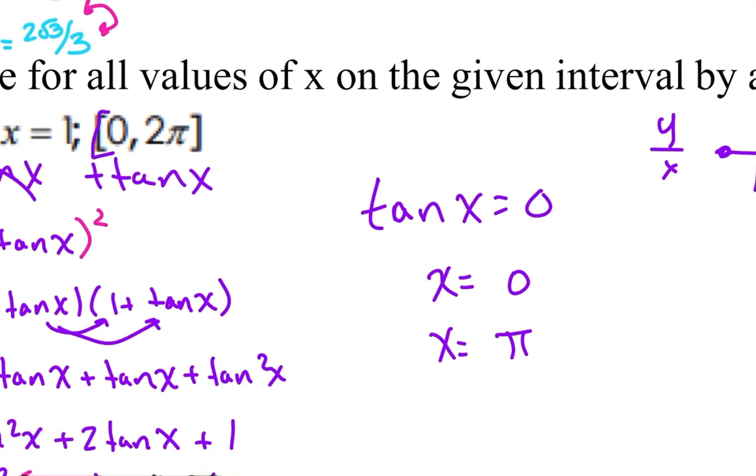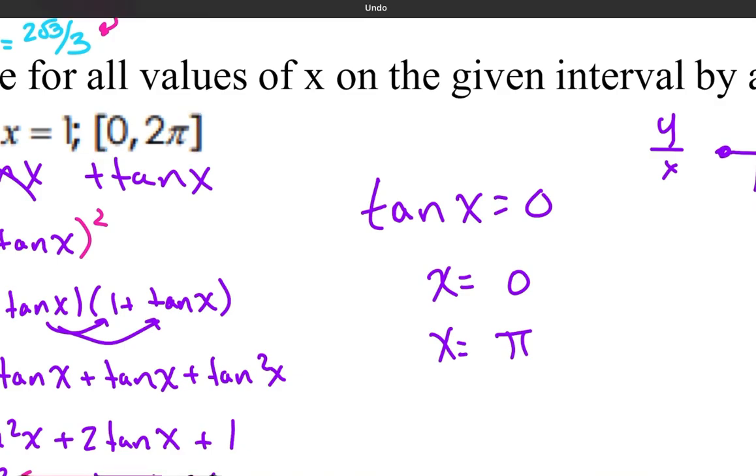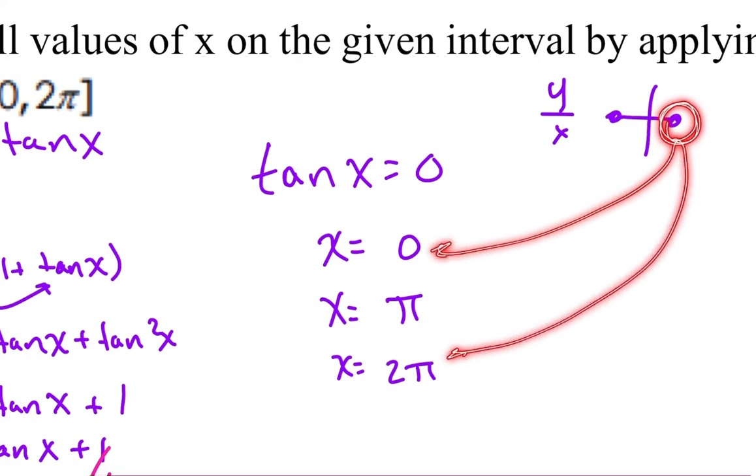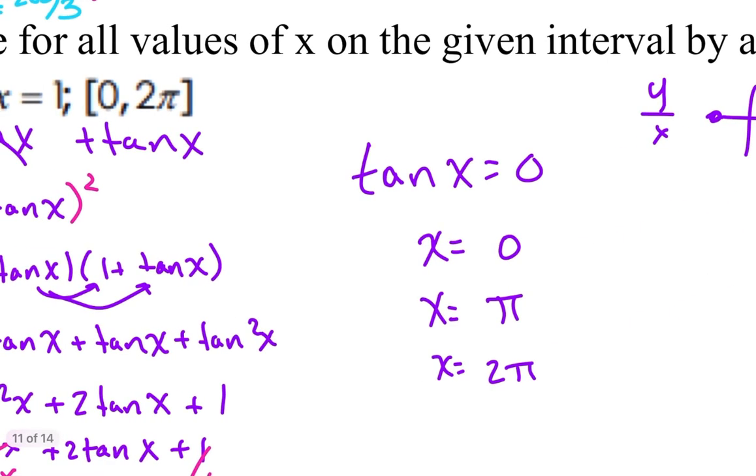Now take a look at the symbols. They used a bracket on 0 and a bracket on 2 pi, meaning they want us to include both the answers at 0 and 2 pi. Since 0 and 2 pi are technically the same, we're going to throw that answer in too. So technically it happens when we start here at 0, when we go around here at pi, and when we go around here at 2 pi. So this answer right here comes up twice, once as a 0, once as a 2 pi.